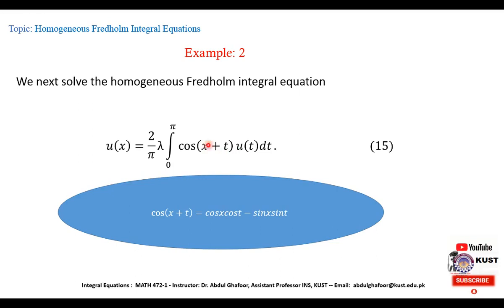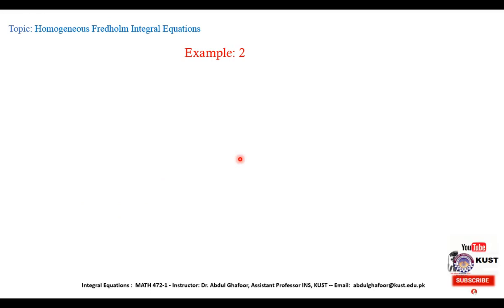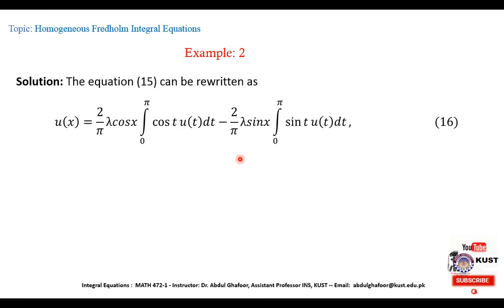So we have a formula that cos of alpha plus beta is equal to cos alpha cos beta minus sine alpha sine beta. Here we have x and t instead of alpha and beta. So cos of x plus t will be equal to cos x cos t minus sine x sine t. So when we substitute this cos of x plus t in equation 15, we are getting different separable kernels. So by substituting the formula, equation 15 can be written in the form of equation 16.